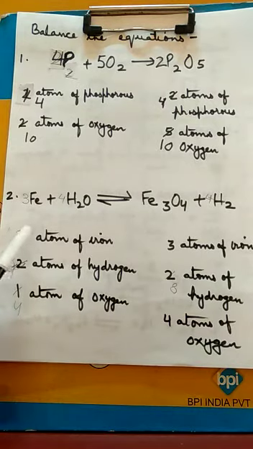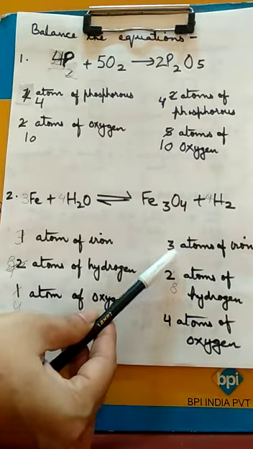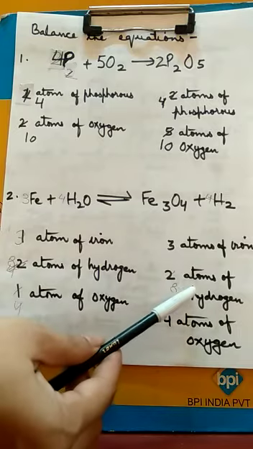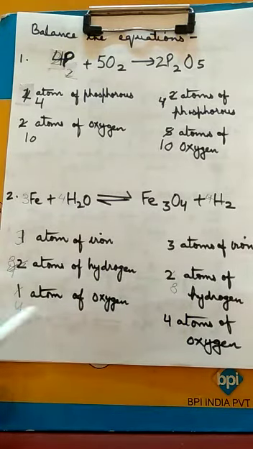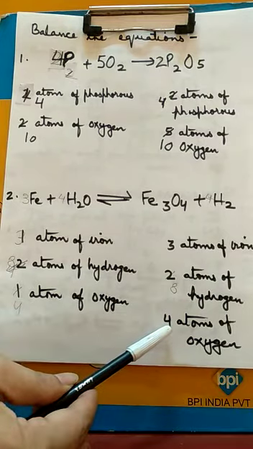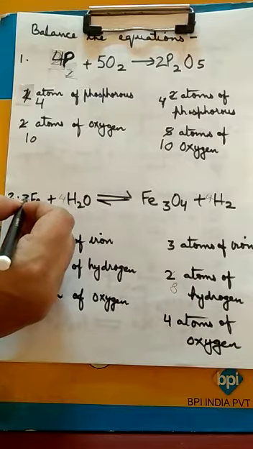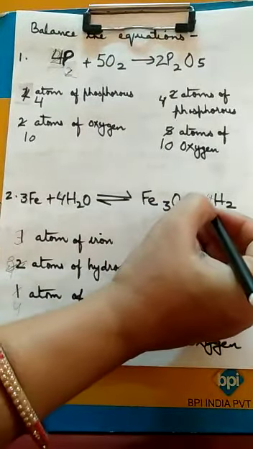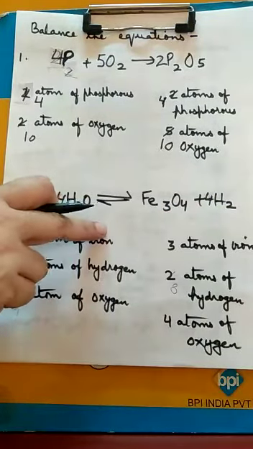As you can see, 3 atoms of iron on this side, 3 atoms of iron on the product side, then 8 atoms of hydrogen on the reactant side, 8 atoms of hydrogen on the product side, then 4 atoms of oxygen on the reactant side and 4 atoms of oxygen on the product side. So the equation is 3Fe plus 4H2O gives Fe3O4 and 4H2, and this is a kind of reversible reaction.